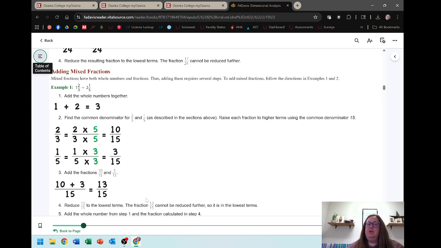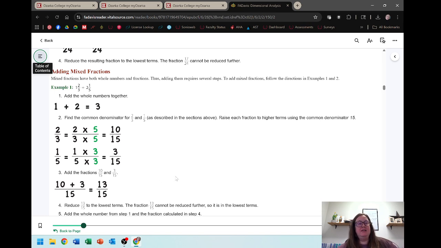Now, you have the choice that when you're adding mixed fractions, you can choose to change that to an improper fraction or not. You can simply add the whole numbers together and then deal with the fractions and find the common denominator and add them, or you can go ahead and make 1 2/3 and 2 1/5 into improper fractions, then find the common denominator and reduce to lowest terms. However you are taught and remember learning is the way that I want you to do that.